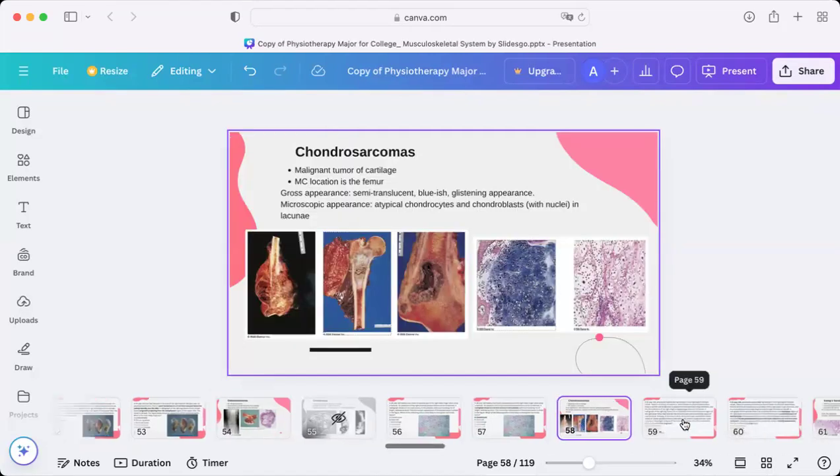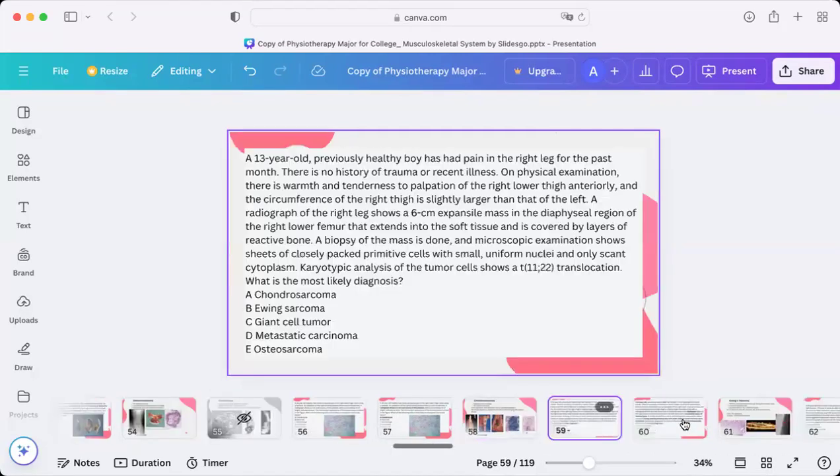Good job, guys. Our next question is a 13-year-old previously healthy boy that has had pain in the right leg for the past month. There is no history of trauma or recent illness. On physical examination, there is warmth and tenderness to palpation on the right lower thigh anteriorly, and the circumference of the right thigh is slightly larger than that of the left.